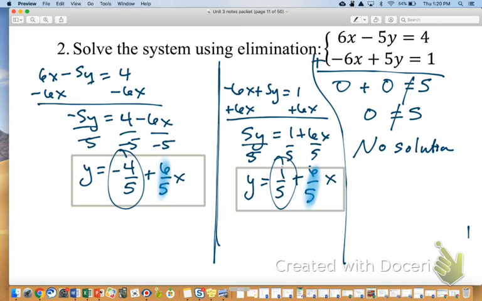So a system is two lines graphed together. What is a solution to that system? The point where the lines intersect or cross. Now, do parallel lines cross? No. So should there be a solution to this? No. Do you get it?